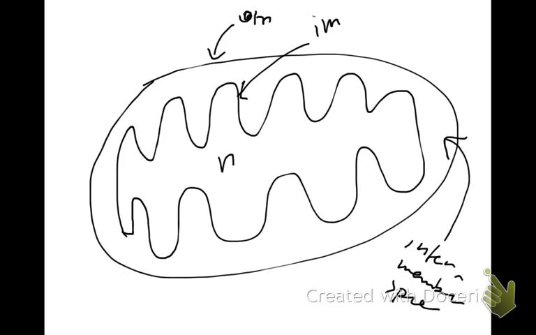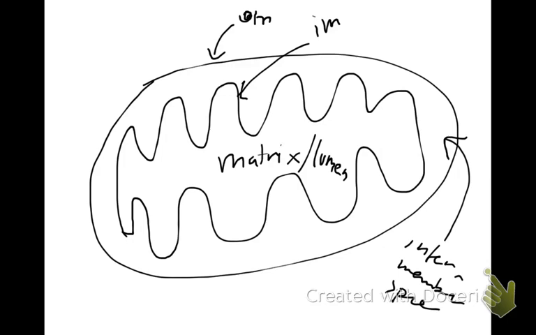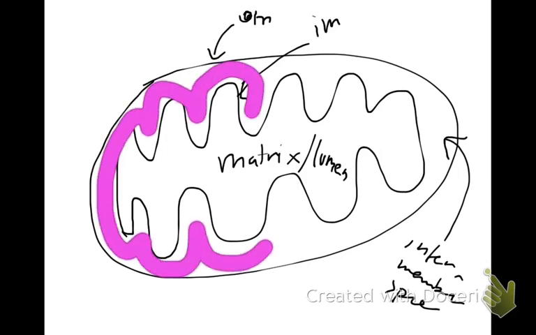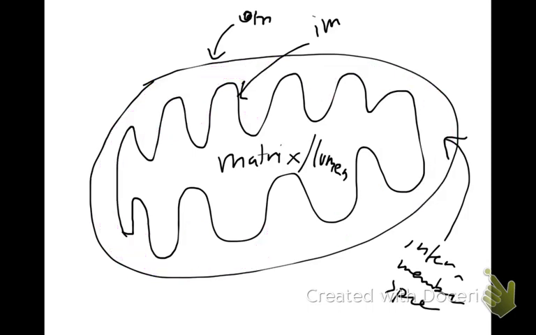Okay, so let's label a couple more things. Right here, this inside place is called the matrix. So this is called the mitochondrial matrix. It's the inner compartment. It's also known as the lumen. So this inside space right here is going to be the mitochondrial matrix, or the lumen. And then again, this space right here is going to be the intermembrane space. So these are both places that molecules can hang out. And then finally we have the outer membrane and the inner membrane here.